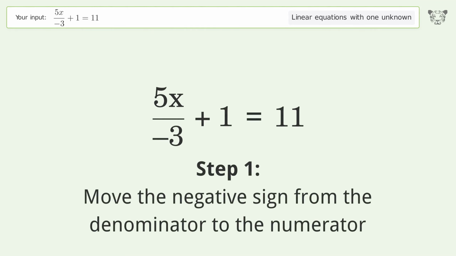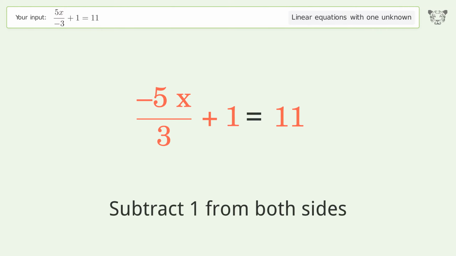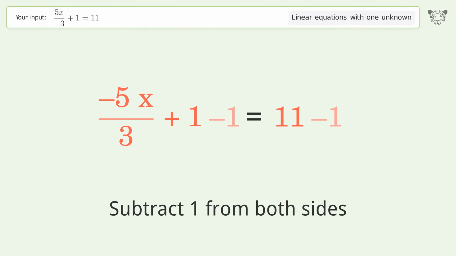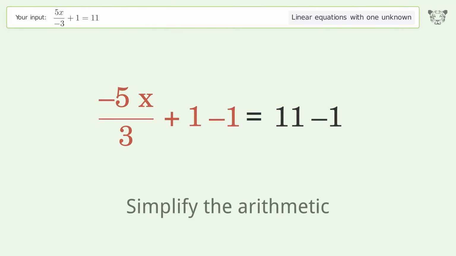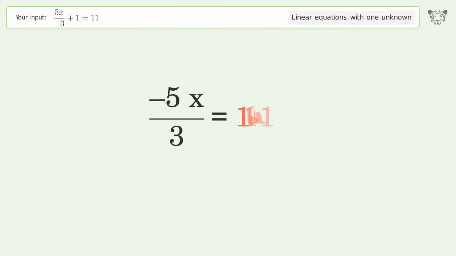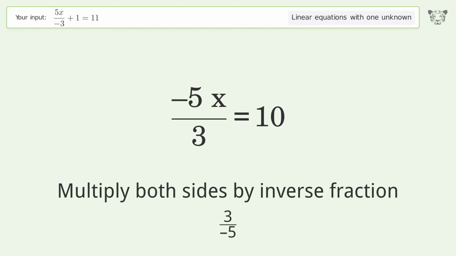Move the negative sign from the denominator to the numerator. Group all constants on the right side of the equation. Subtract 1 from both sides. Simplify the arithmetic. Isolate the m. Multiply both sides by inverse fraction 3 over -5.